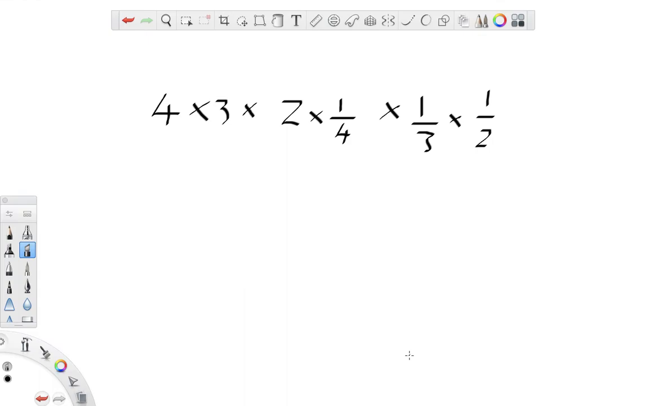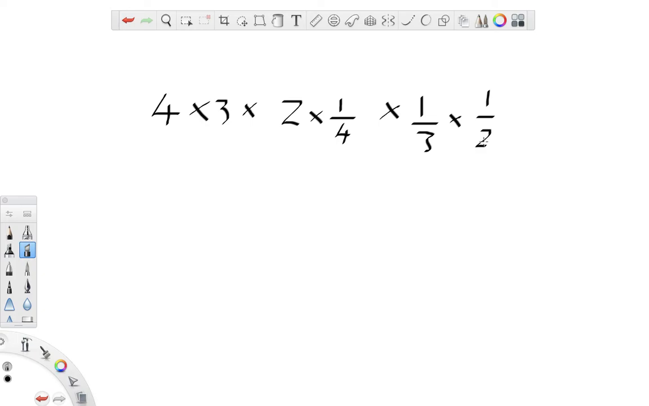Would knowing this be useful? Well, I've got a question here. I've got 4 times 3 times 2 times a quarter times a third times a half. Why would this be useful? Well, it wouldn't be very nice for us to do a quarter times a third times a half.